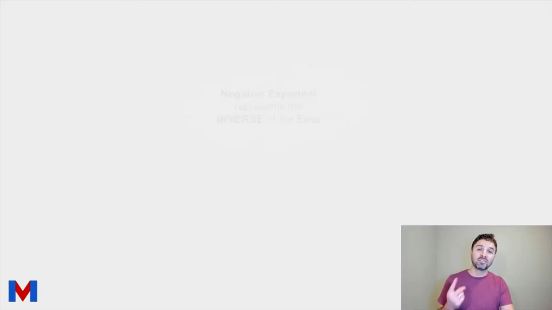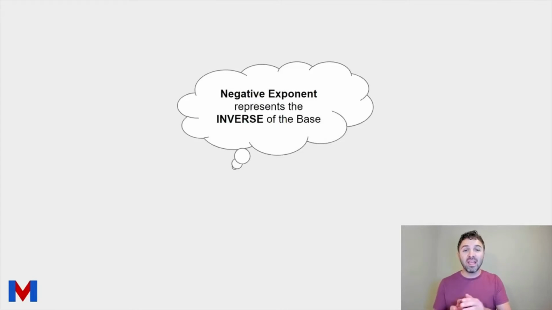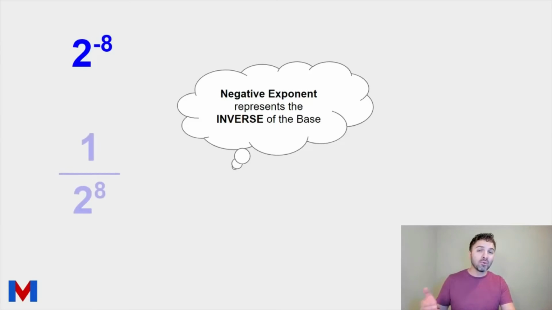So, let's check out something else. The negative exponent represents the inverse of the base. And again, that inverse means flip. I put it on here again because I want to show how it works in different scenarios. We have 2 to the negative 8 like we just saw before. We're just going to flip it over to become 1 over 2 to the 8th power.